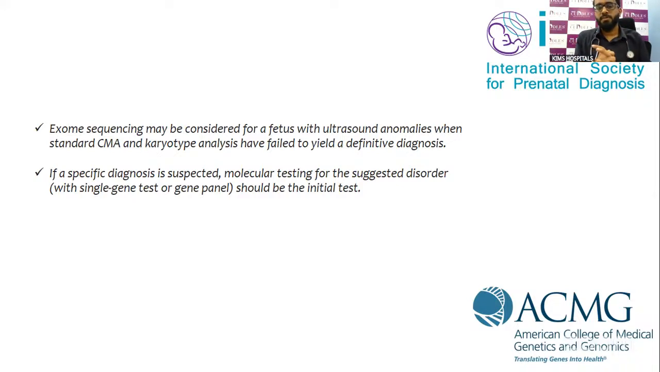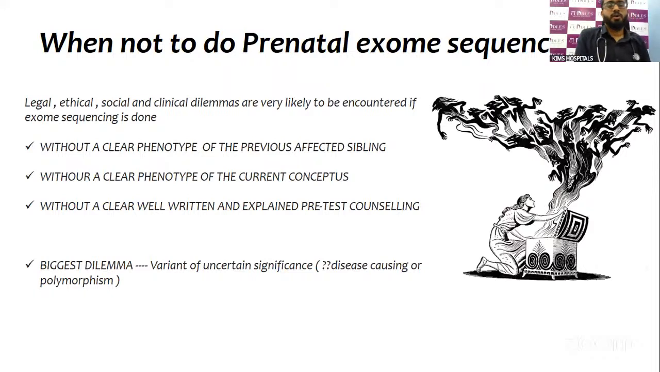But if a specific diagnosis is suspected, molecular testing can be suggested for a single gene disorder. For example, in an antenatal finding, if there is a specific feature like hemimegalencephaly or a particular single gene disorder you're thinking about, like lissencephaly, then you can go for a single gene panel or a whole exome sequencing. So this is what I was talking about. Why do we not venture into prenatal exome sequencing? Because it has a lot of consequences: legal, ethical and social consequences, and a lot of clinical dilemmas when you routinely do prenatal exome sequencing. That is the reason why we don't usually recommend it unless it's warranted.